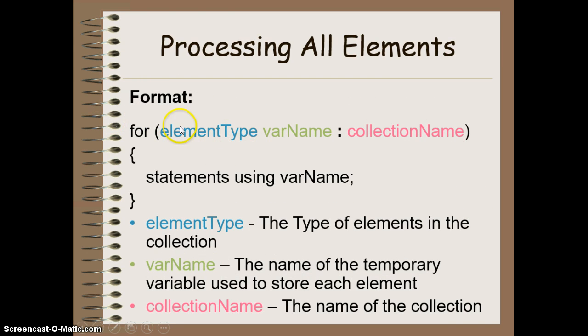For all the element types, I'm going to create a variable name in a particular collection. And then I do statements to that thing. So you look here and you say, this is the type of element in my collection. This is the name of a temporary variable where I'm going to store each element in that collection. And this is the collection I'm searching through. So I would search through a particular collection, get each variable name, do something to it, get the next one in that collection, do something to it, and so on.